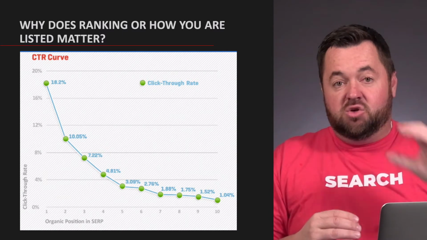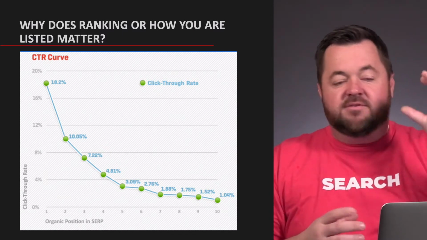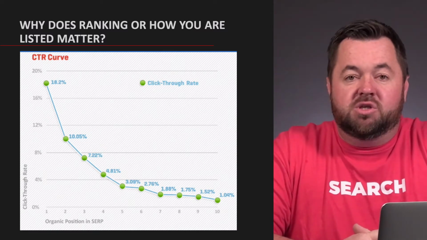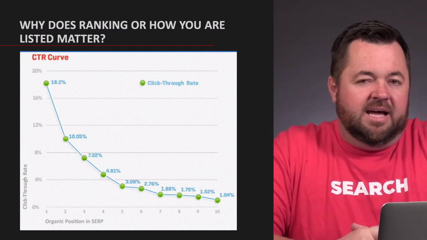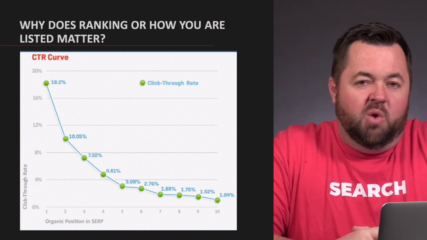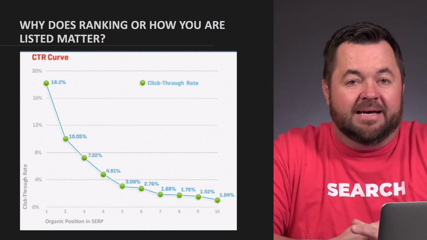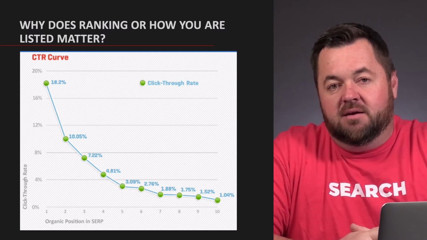If you're at number 2, you're going to get 10.05, so 10 clicks. If you're at number 3, you're going to get 7.22 clicks. Well, look at that. The person at number 1 is getting more than twice as many, 2.5 times as many clicks as the person at number 3.